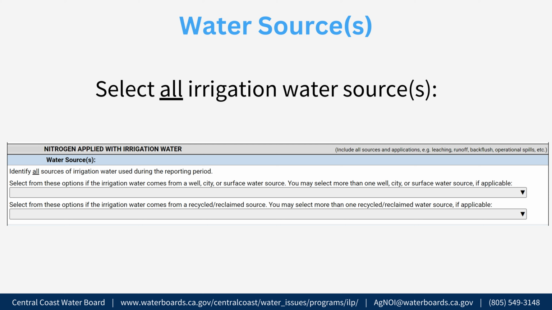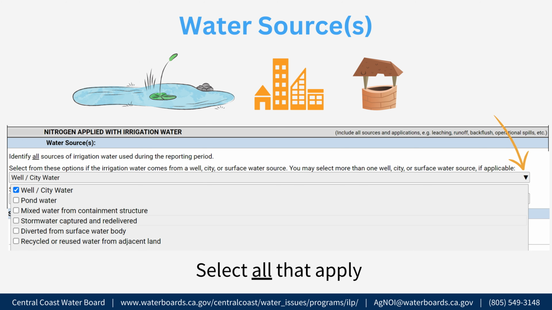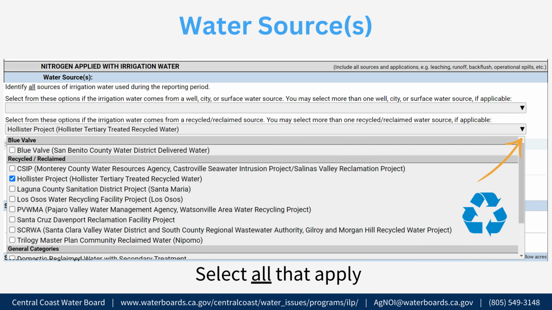Water sources. The Water Sources section has two drop-down menu options that allow you to select all the irrigation water sources that supplied water to your ranch during the reporting period, January 1st to December 31st. Use the first drop-down menu if any irrigation water comes from a well, city, or surface water source, such as ponds, stormwater captured and delivered to the ranch, or water diverted from a surface water body. Select all that apply.